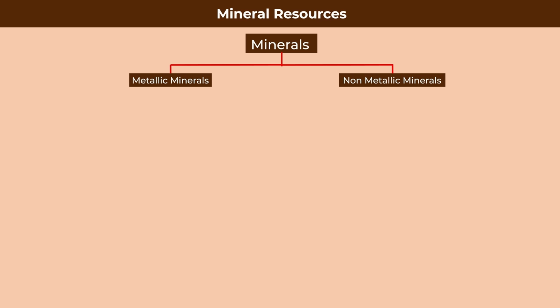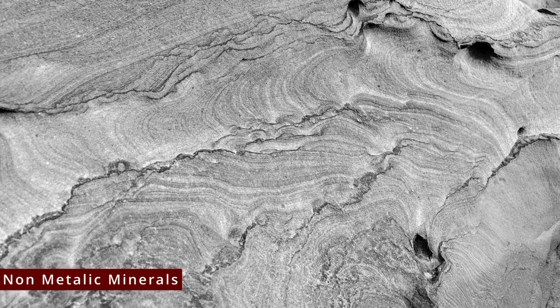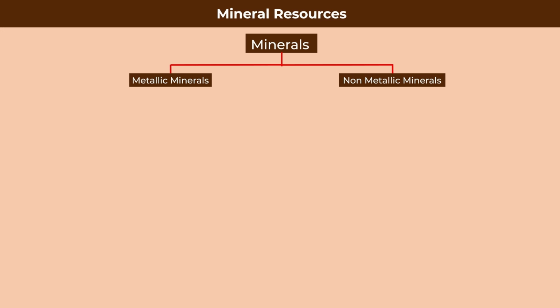The second type of minerals are non-metallic minerals. Non-metallic minerals lack metallic content and luster. Examples are quartz, feldspar, mica, calcite, diamond, limestone, graphite. All these are some of the examples of non-metallic minerals. These minerals are generally brittle and lack malleability and ductility, and also have lower electrical and thermal conductivity. So this is what differentiates metallic and non-metallic minerals.